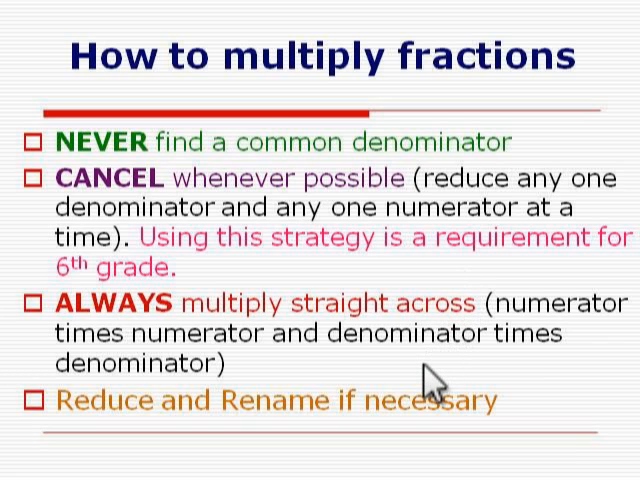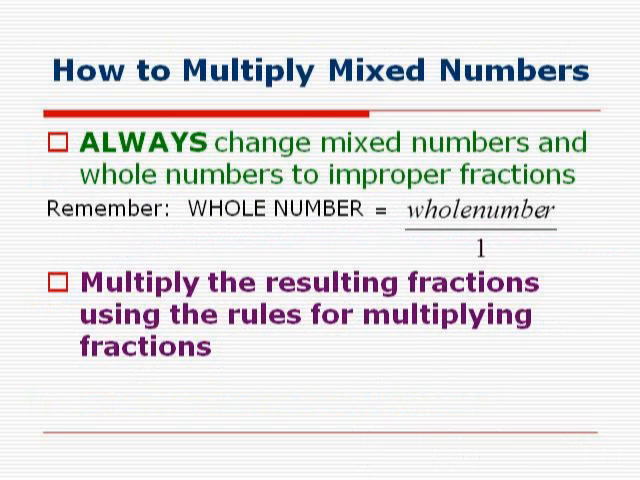You always multiply straight across both the numerator and the denominator. Again, that's completely different from adding and subtracting because denominators don't change in adding and subtracting. Here they will. And finally, this is the same, reduce and rename when necessary. Now, how does that change with mixed numbers?